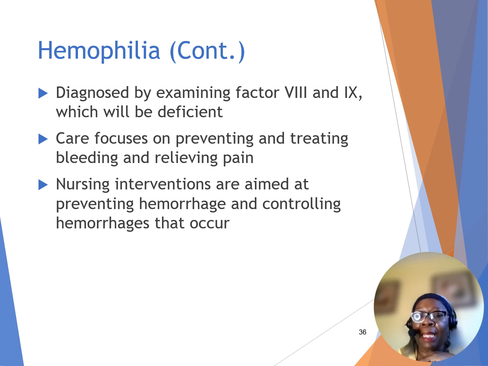Nursing interventions are going to be aimed at preventing hemorrhage and controlling hemorrhages that occur. So all the things we discussed earlier applies here. Collectively, when we're talking about preventing hemorrhage, they are known as bleeding precautions. And when we initiate bleeding precautions, we are encouraging the use of electric razors instead of safety blades. We are encouraging the use of soft toothbrushes or the sponges, stool softeners, high fiber diet, and all of those things. Okay? Because we don't want them bleeding.